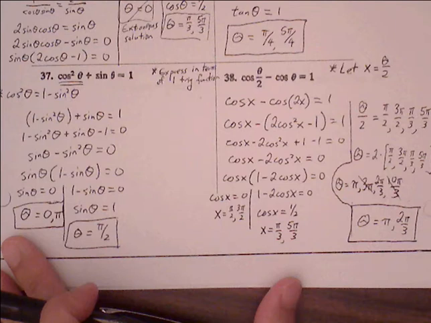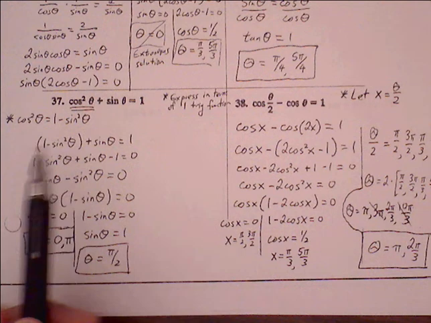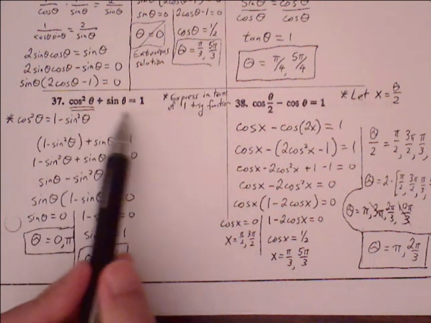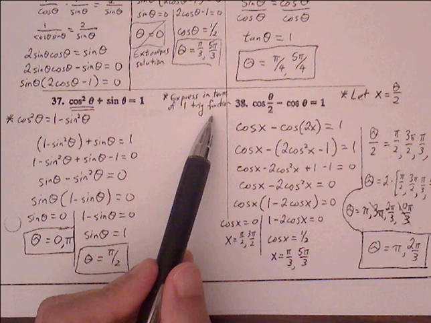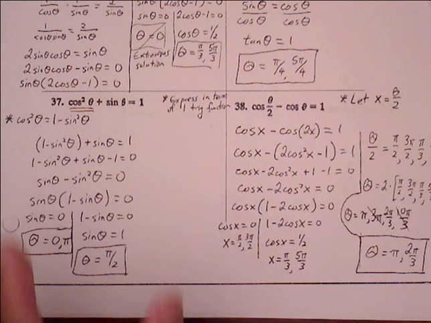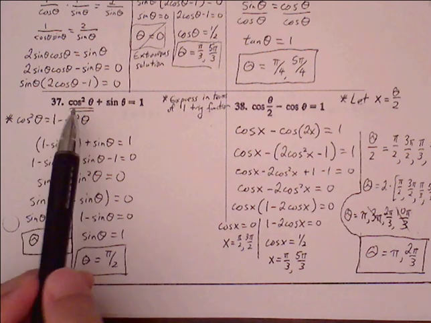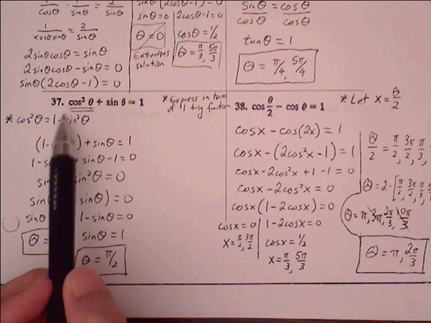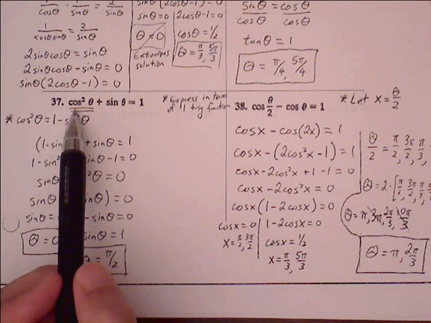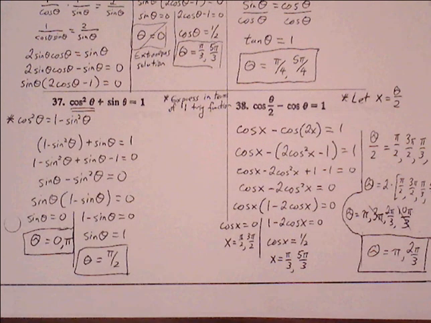37. Cosine squared theta plus sine theta is equal to 1. It's probably easiest to express this equation in terms of one function. We do have a Pythagorean identity that will allow us to convert between cosine and sine. I'm going to decide arbitrarily to convert everything to sine. Cosine squared plus sine squared is equal to 1, so cosine squared is 1 minus sine squared. Replace cosine squared with 1 minus sine squared.